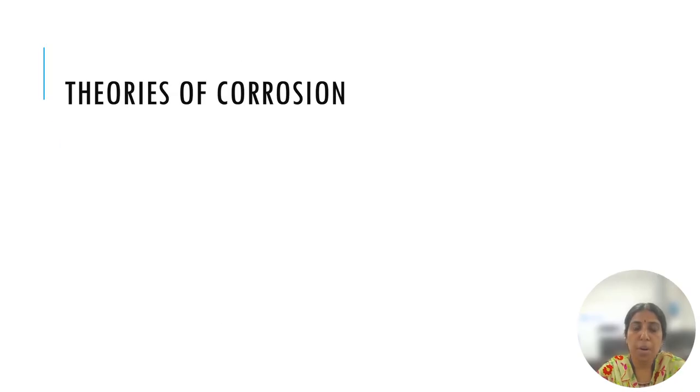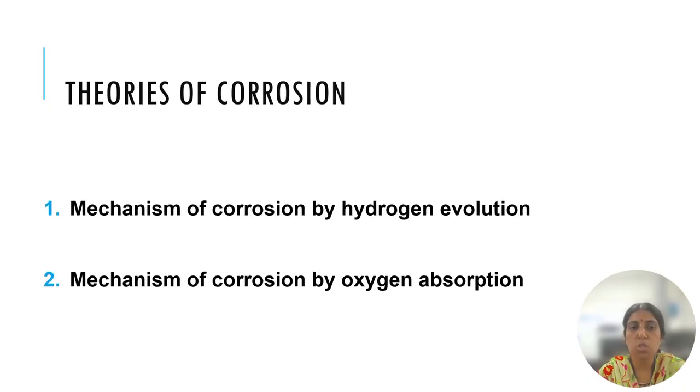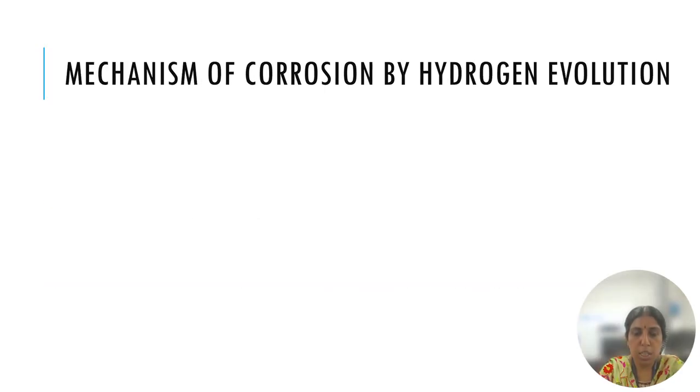Now, apart from understanding the corrosion damage and the loss due to the corrosion, we come to the theories of corrosion. So, we can discuss two theories of corrosion. Mechanism of corrosion by hydrogen evolution. The other one is mechanism of corrosion by oxygen absorption. So let us just understand the mechanism of corrosion by hydrogen evolution.